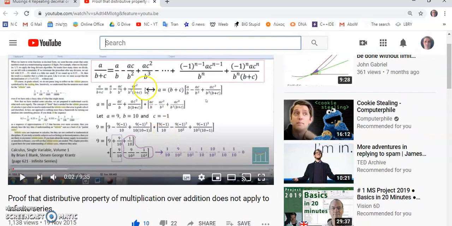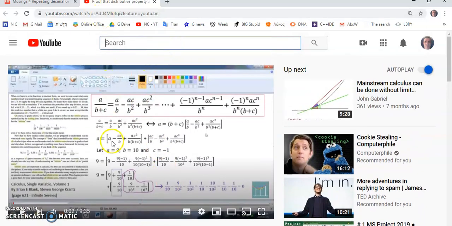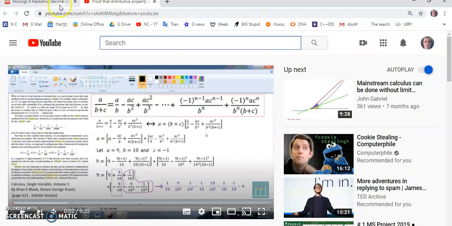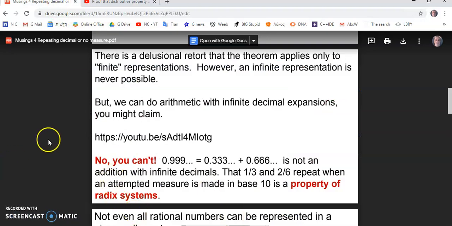As you see in this video here, and the link is up here, this video is called Proof that the distributive property of multiplication over addition does not apply to infinite series. So go and study it. It's very important that you understand this.